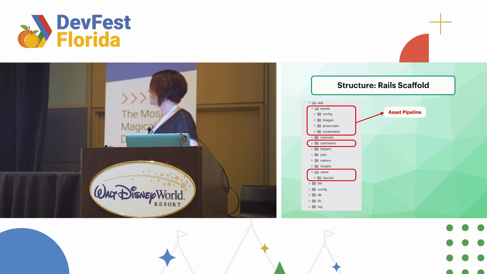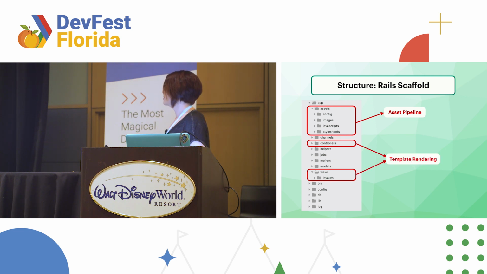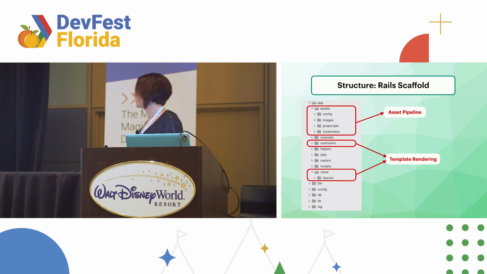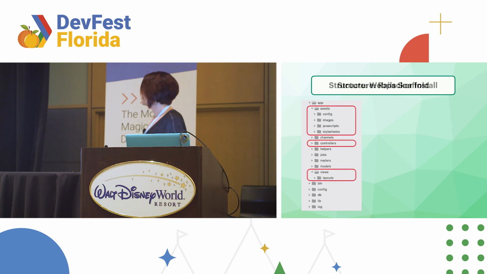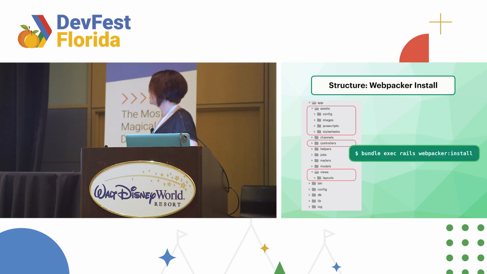When we go down here, we have controllers and we have views. And we use controllers and views in Rails for template rendering. So that's how we make our front end work. But once we run a Webpacker installation, something changes in our convention, in our structure.